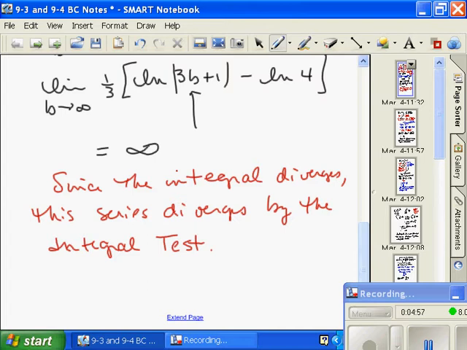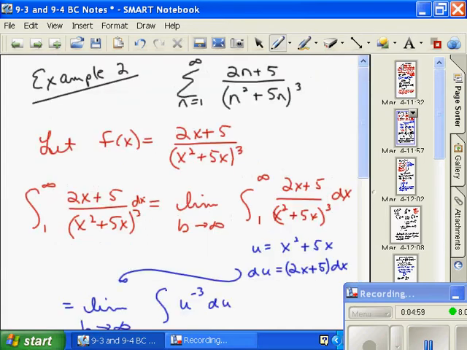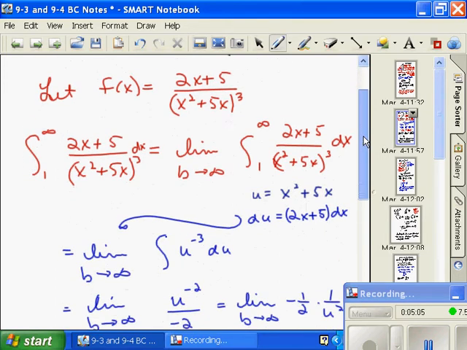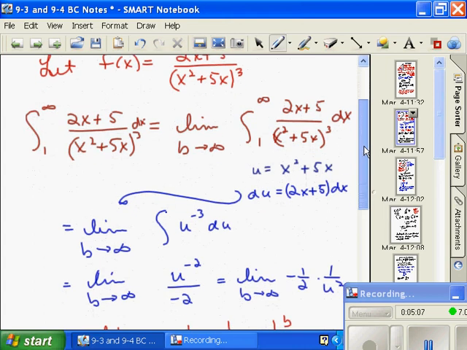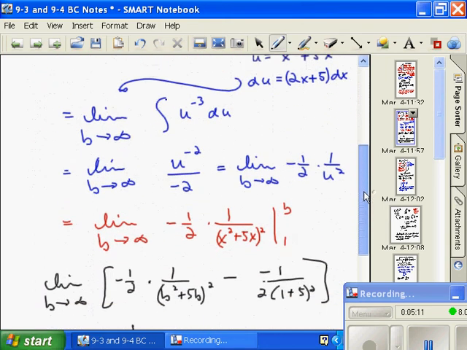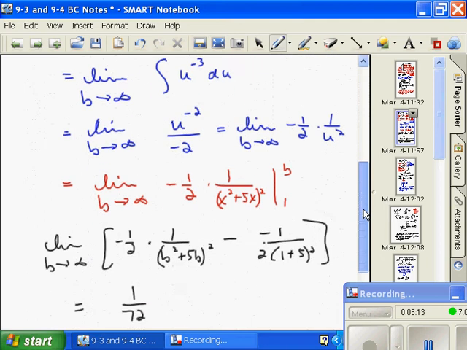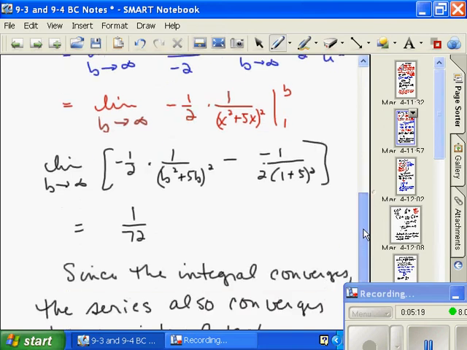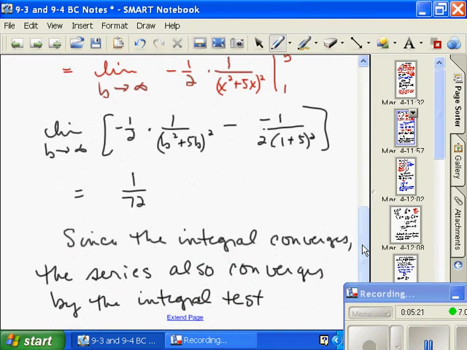Okay, I put example 2 up here so I have all my work shown. So I will slide through it ever so slowly. I showed every single step to get a final answer of 1 over 72. So since the integral converges, the series will also converge by the integral test.